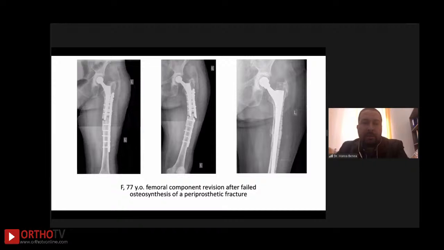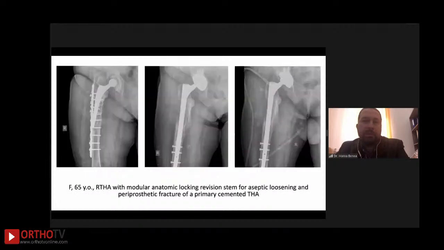Another case, a 77-year-old woman who suffered a periprosthetic fracture with failed osteosynthesis, and then we had to revise the stem with a modular, distal loading stem in order to surpass the weak point of the diaphysis. Another case, a 65-year-old woman who suffered a periprosthetic fracture, was operated, but due to aseptic loosening of the stem and cup, we had to revise it with an anatomic modular stem fixed with distal locking screws, and of course, change the acetabular cup with a non-cemented one.